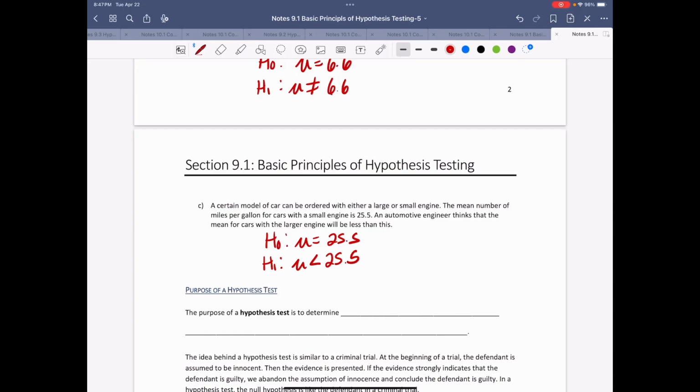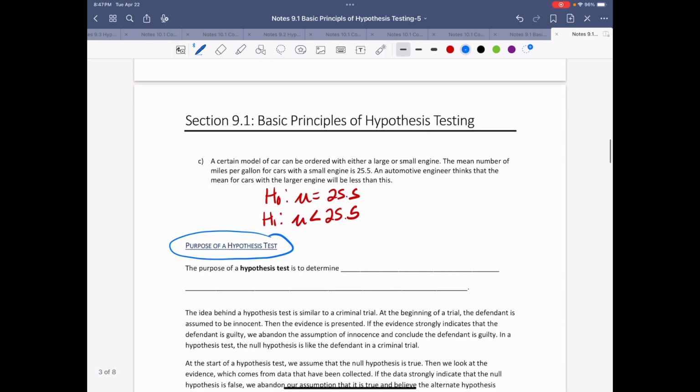Notice again, the numbers always stay the same. H0, mu equals; H1, alternate. Now, here's what you're trying to do with the hypothesis test. The purpose of a hypothesis test is to determine how likely it is that the null hypothesis is true.